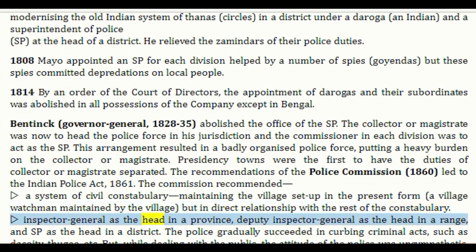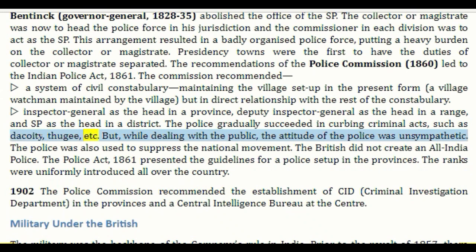Inspector General as the head in a province, Deputy Inspector General as the head in a range, and SP as the head in a district. The police gradually succeeded in curbing criminal acts, such as dacoity, thugi, etc. But, while dealing with the public, the attitude of the police was unsympathetic. The police was also used to suppress the national movement.